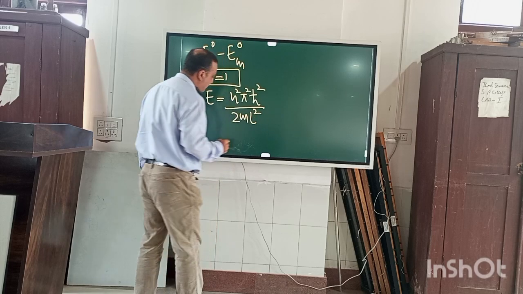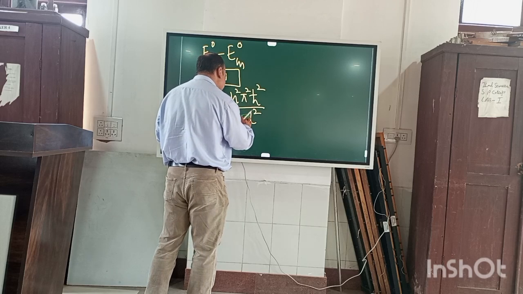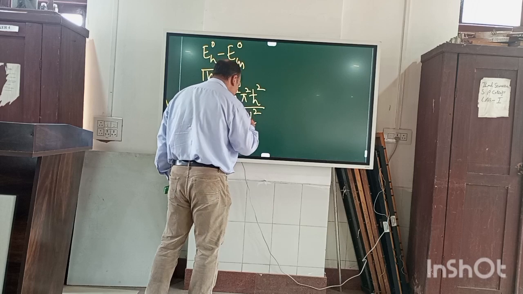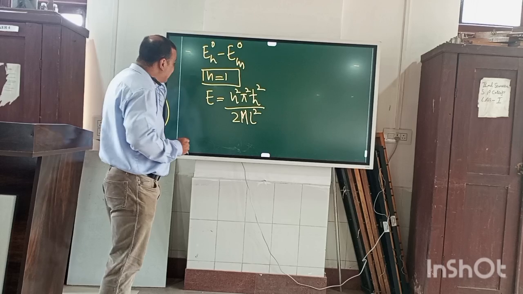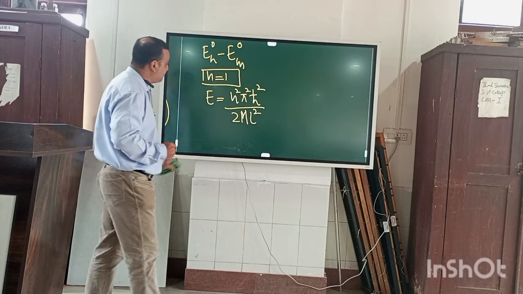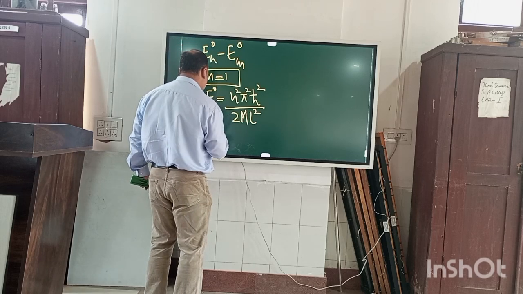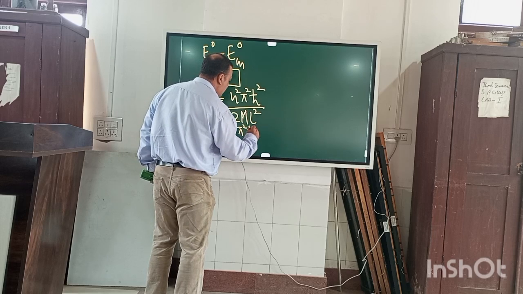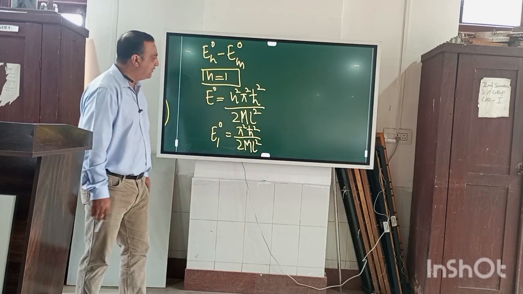2ML squared. So here I think I should not be using m here, this will confuse us. Let's take capital M for the mass of the particle, because I'm using m as a subscript for another basis in the Hilbert space. So E1 naught will be simply pi squared h bar squared by 2ML squared. This is how it will go.